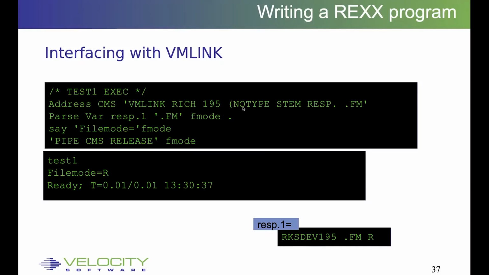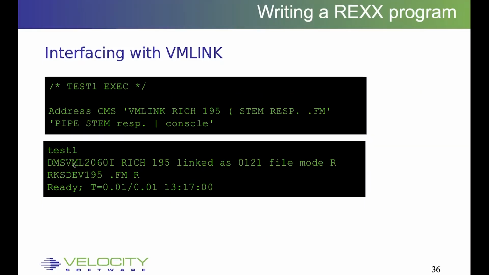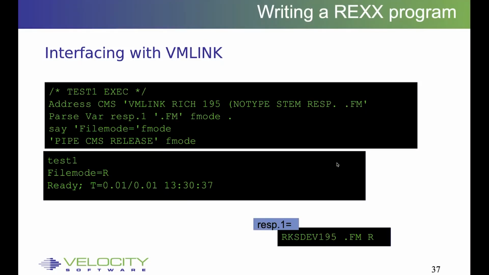And also what I did is I changed the option to include no type. What no type will do is it will eliminate this message that comes out from vmlink, telling vmlink, I don't care about what you have to say. I just want to use the results. That's what the no type option provides us. Everything else is the same.